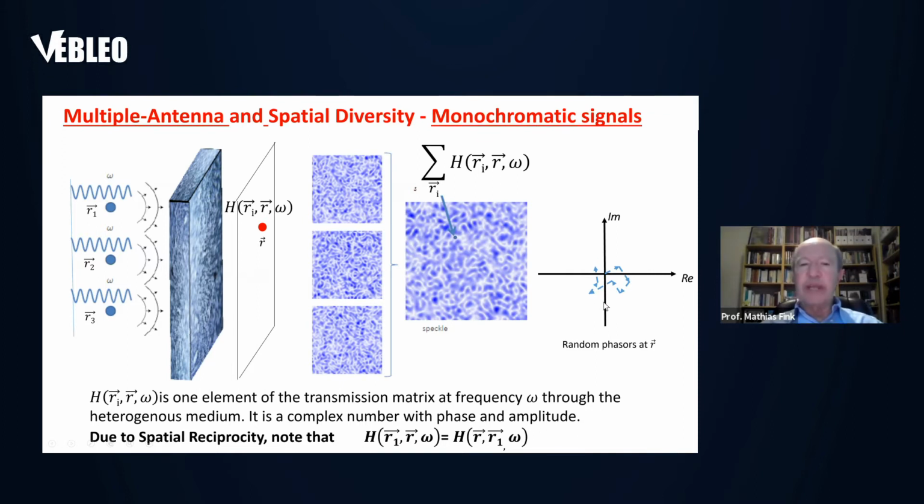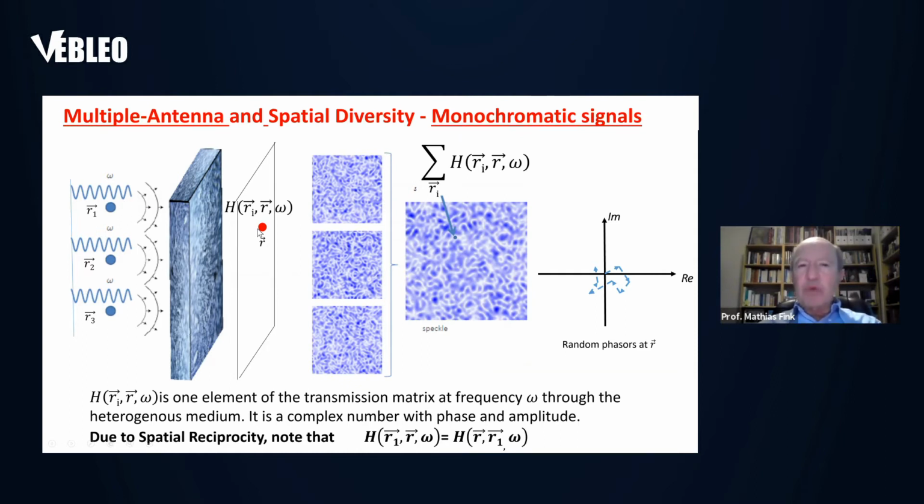And when you make the summation, nothing appears. You always have a speckled pattern, and you have to take this into account. Now, due to spatial reciprocity, you have to know that the transfer matrix between R1 and R is the same as between R and R1.